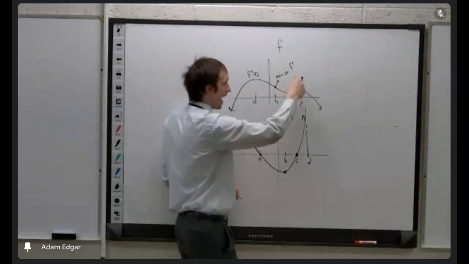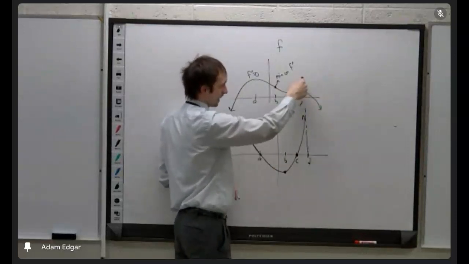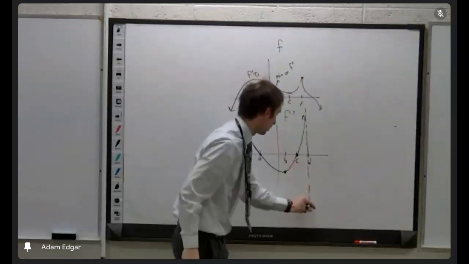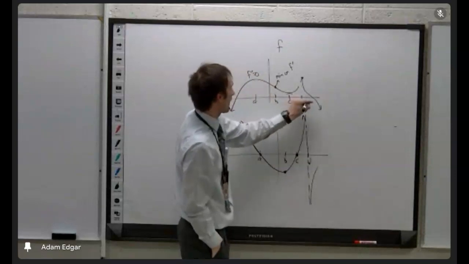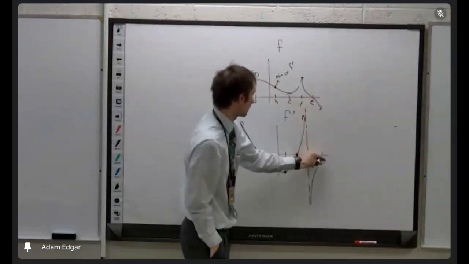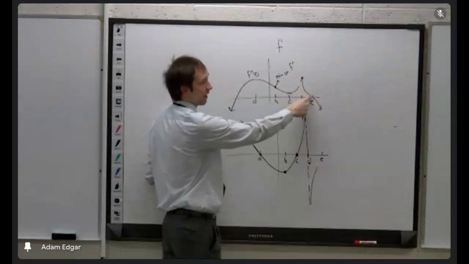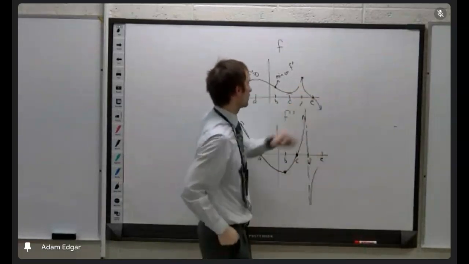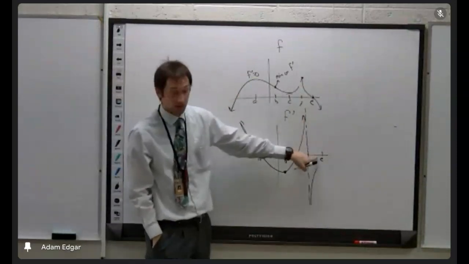Coming out of the vertical asymptote, what's our slope? Negative, so coming out of the vertical asymptote, we're down here. And then, what happens right here at E? That's an inflection point. So that's an inflection point, and so that means our F prime is going to be 0.